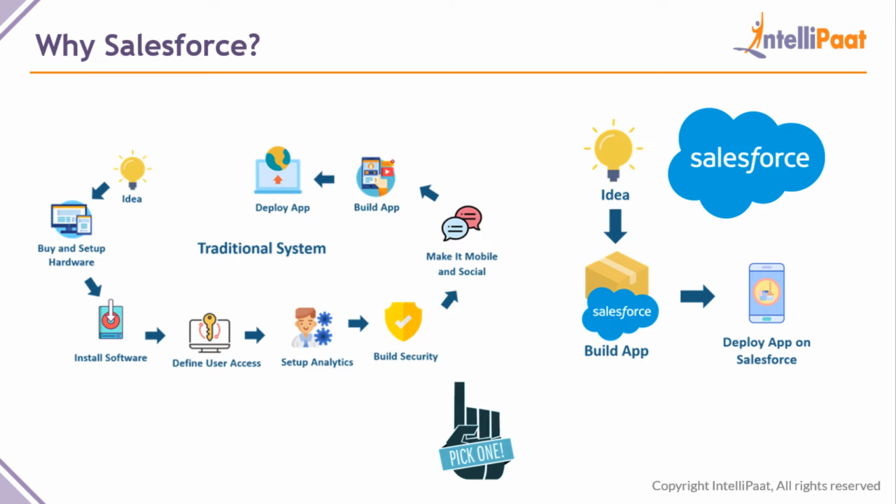You define all the user access you need. You're going to set up all the analytics you need. You're going to build security. You're going to make it mobile. You're going to make it social. You're going to build the app. Then you're going to deploy the app. So we just went across 10 steps from your idea to deploying that app and putting it on paper. The 10 steps look really simple, but when you practically go about talking about it, these 10 steps are going to take months to years, guys.